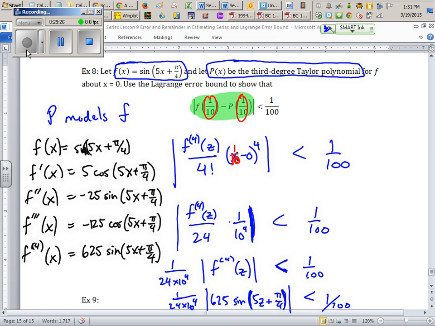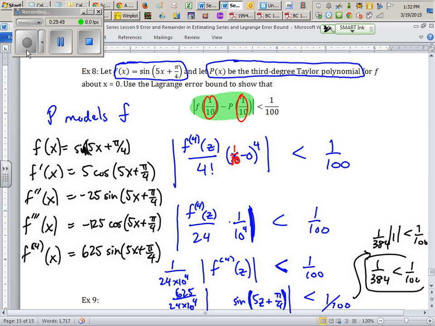If that's the case, we could take this 625 out here. If we just let z be something that maxes sine out, we're going to get this statement. This is just 1/384. This is just going to be a 1, is less than 1/100th. This statement is already true. 1/384 is less than 1/100th. It's already a true statement.